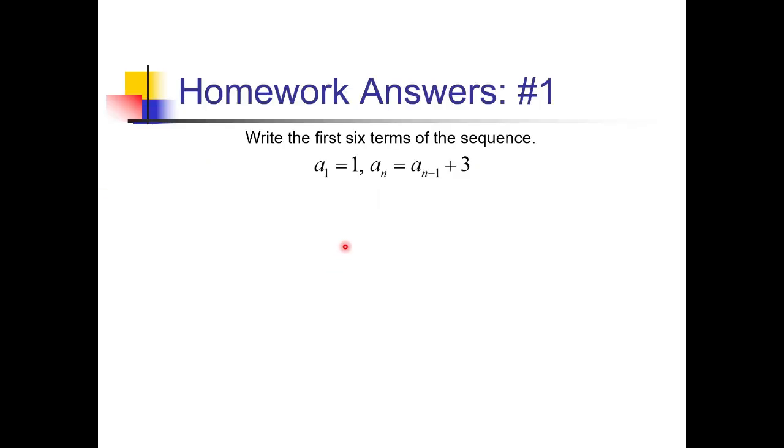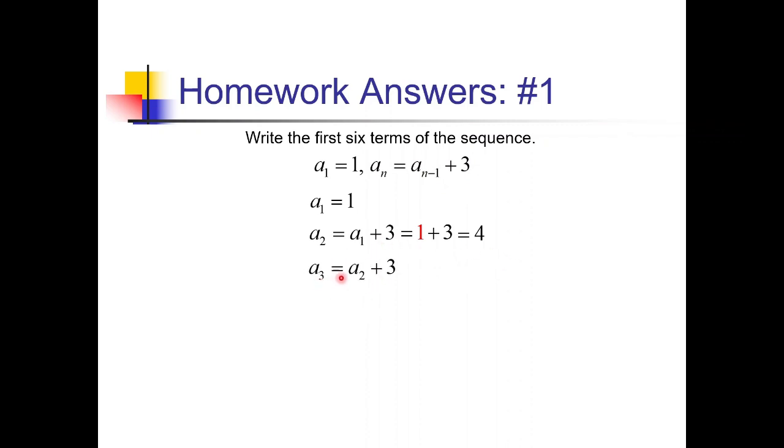For the first few problems, they want us to write the first 6 terms of the sequences that are given. So in this one, we have the base case 1, so that'll actually be our first term. We get that one for free. And then for finding the rest of them, we need to take the previous term and just add 3 to it. So for A2, we need A1 plus 3, that's 1 plus 3, or 4.